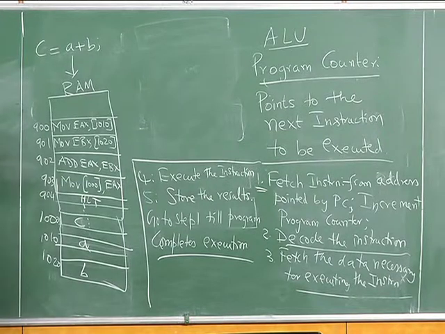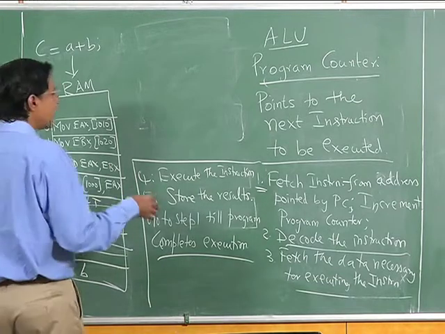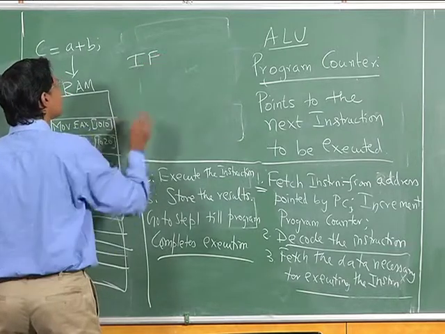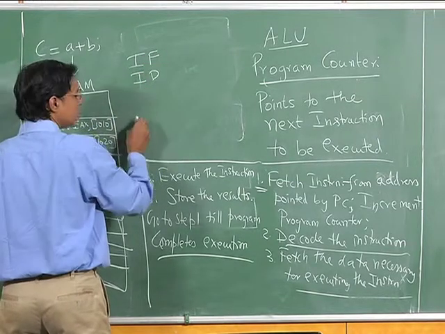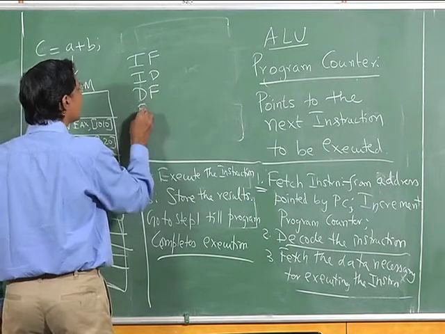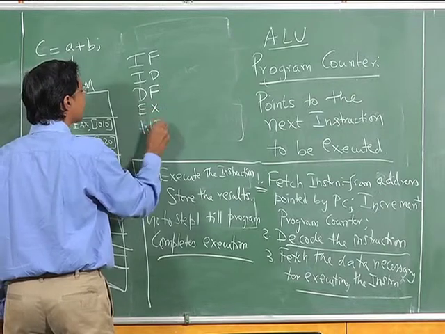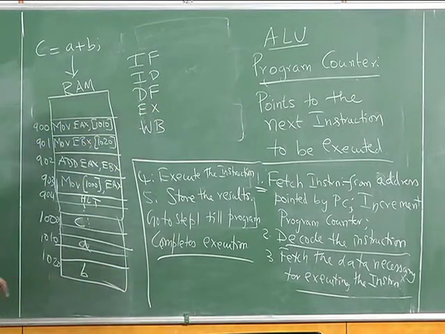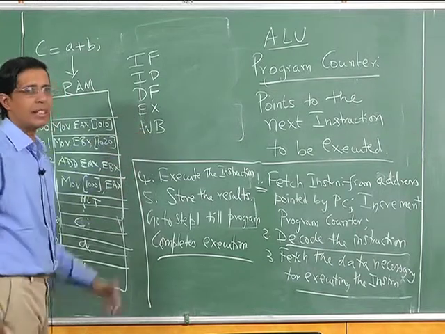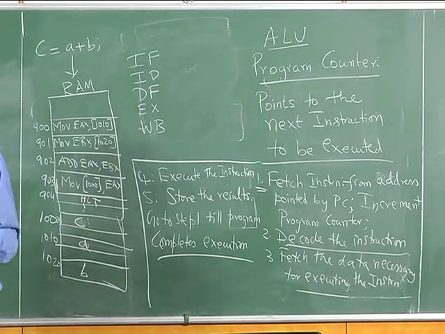So essentially executing an instruction comprises 5 steps. I will give a small codification or abbreviation for the steps: instruction fetch, instruction decode, data fetch, execute, write back results. Okay. So the instruction fetch, instruction decode, data fetch, execute and write back. These are 5 stages in the execution of any instruction.